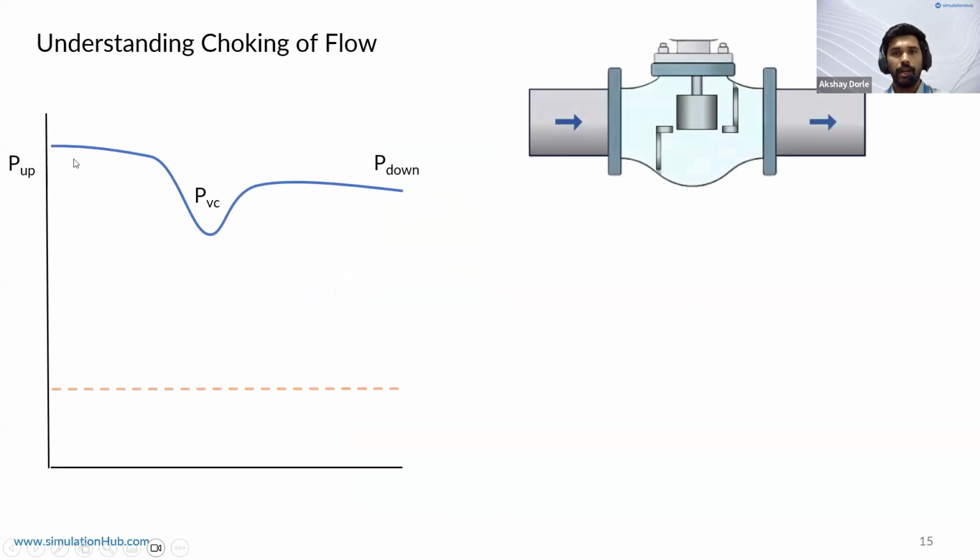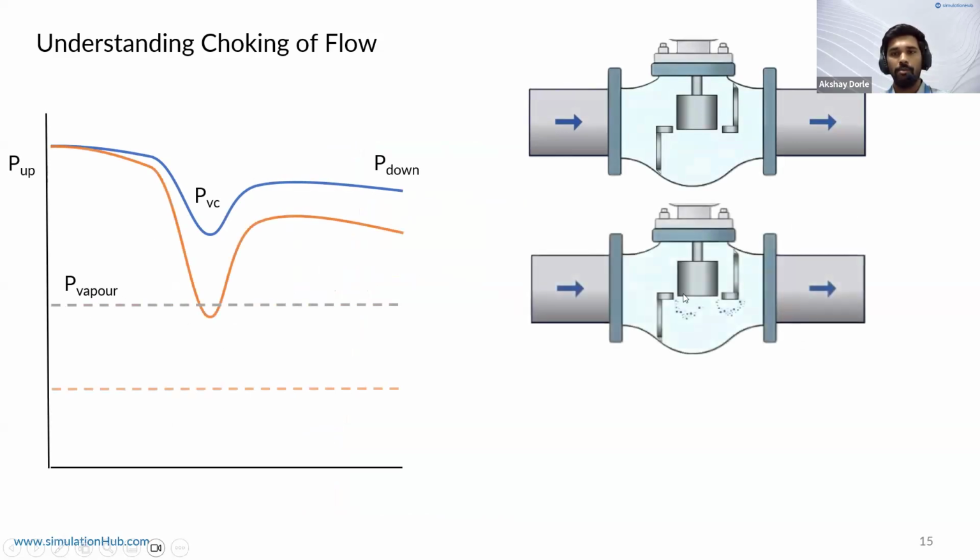So let's take a look at what actually is happening and why the flow actually starts choking. So in a non-cavitating flow, everything is fine. Then we introduce the concept of vapor pressure, and we see that there are small bubbles forming here. Due to the domain pressure going below vapor pressure, there's a formation of bubbles, and they form at the vena contracta, and they're advected downstream.